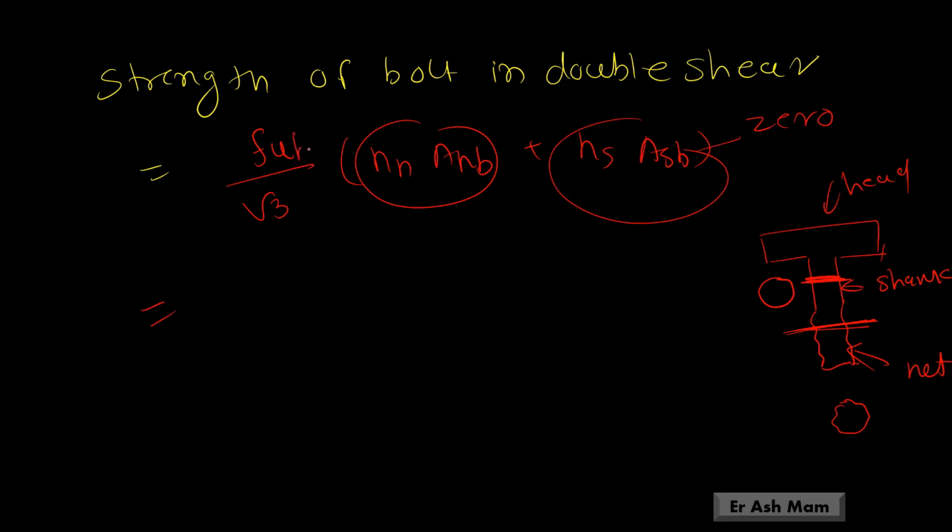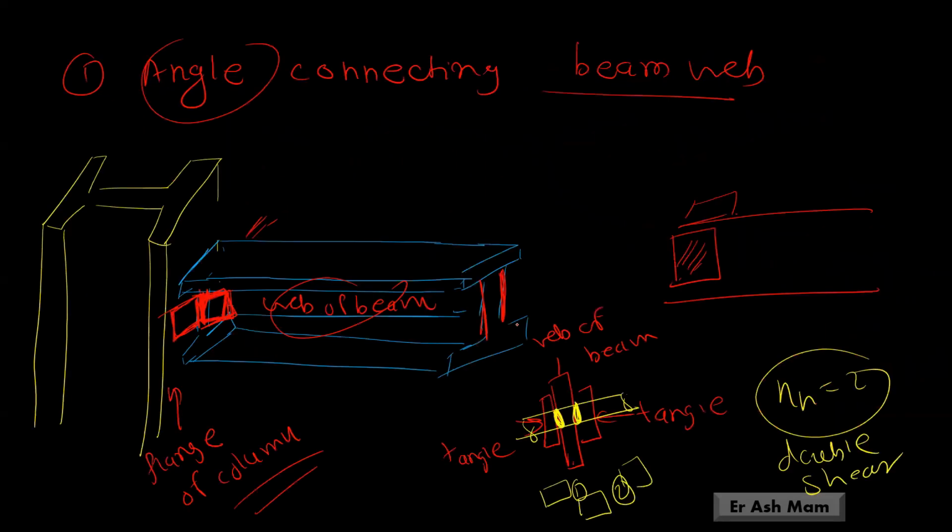Fu, the ultimate strength of bolt, we know is 400, upon root 3. VDSB equals VNSB upon gamma MB, so divide it by gamma MB. Gamma MB's value is 1.25 and the number of cuts is 2. Number of cuts, one here and second one here. So number of cuts Nn equal to 2. It is called double shear.